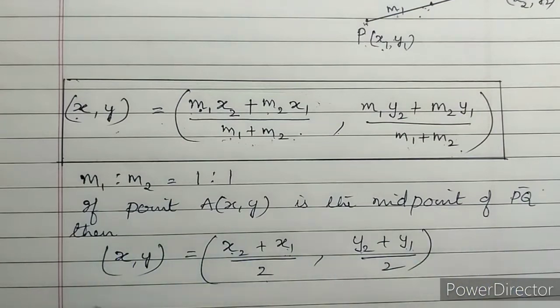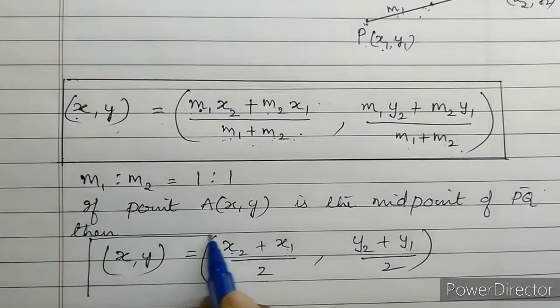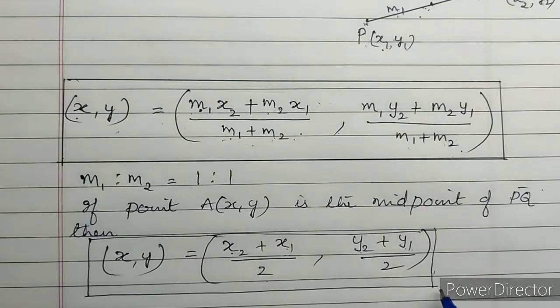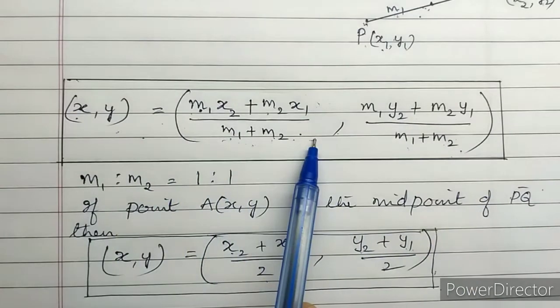So this is the formula for midpoint. If the point is the midpoint, then you have to use this formula. So these two formulas are very important. Section formula you will call for this.